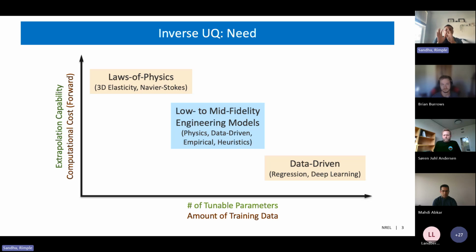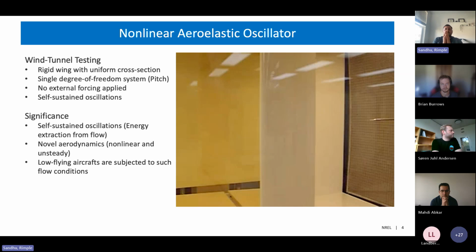Now, to do this right, you need to capture uncertainties because uncertainties are there in the data and the model that you proposed. Maybe your empirical equations are not capturing the entire thing. There are some heuristics that you're not sure about. So there are a lot of uncertainties. If we want to do this right, we have to capture the uncertainties, and that's why we need to do inverse UQ.